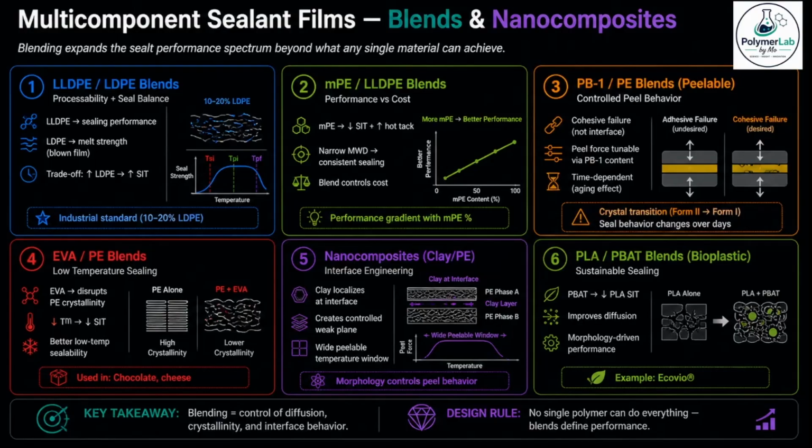Nanoclay reinforced polyethylene blends are an interesting research area. When nanoclay particles are localized at the interface between two PE phases in the immiscible blend, they create a defined weak plane at the seal interface. This generates a peelable seal with a very wide peelable temperature window. Researchers demonstrate that controlling nanoparticle localization gives you precise control over peel behavior, which is much harder to achieve by adjusting blend composition alone.